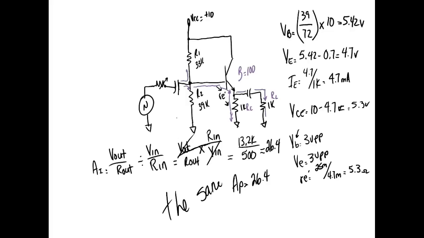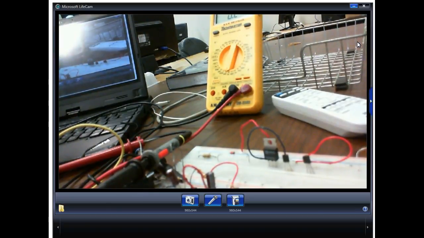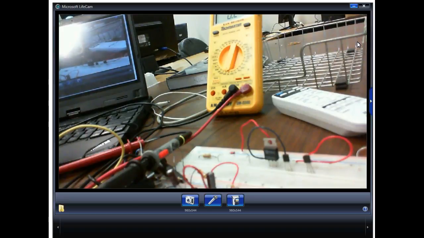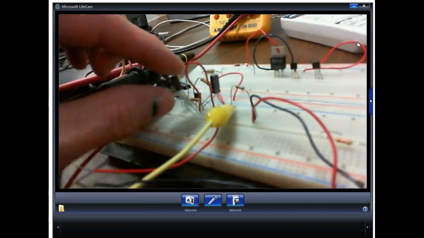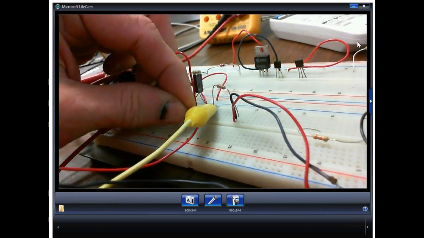So let's see. We're going to come up for an open R1, which is the what? 33K, right? So all I'm doing is going to come up and disconnect it. And this is troubleshooting. This is really good because what do resistors do? Well, resistors open a lot. So here's the 33K right here.